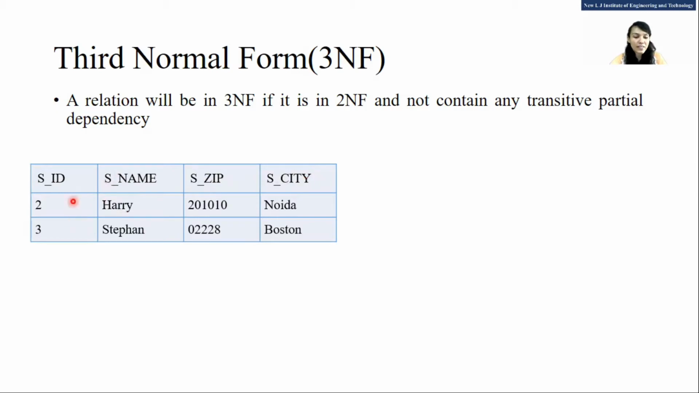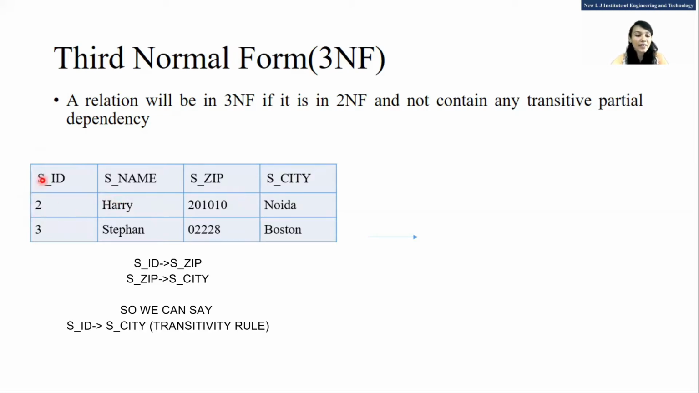So here we have a dependency: if I take SID as the key attribute, then SNAME is completely dependent on the SID, and SZIP is also dependent on the SID. But to determine CT, I don't need SID. If I have just a zip code, then I can directly determine CT. So what functional dependency will we get? We will get that SID determines zip code, zip code determines CT. This is how we determine that SID determines CT. So this will be a transitive dependency.